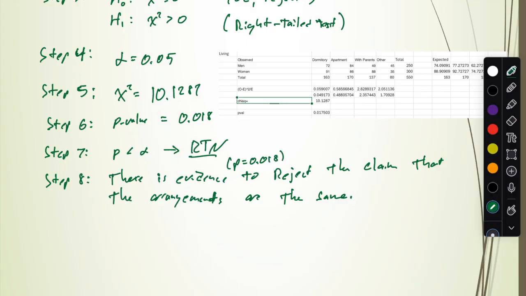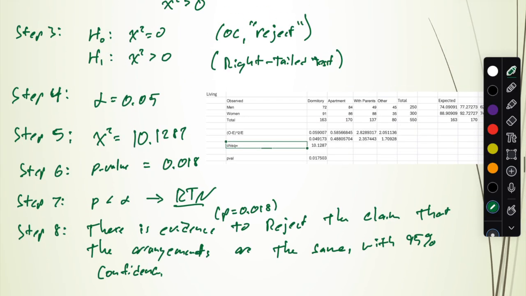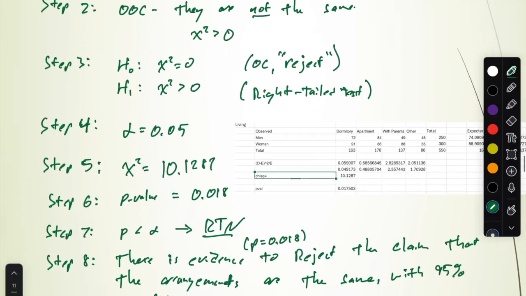And the confidence level, even with 95% confidence. Okay, and that's my chi-squared test for homogeneity.